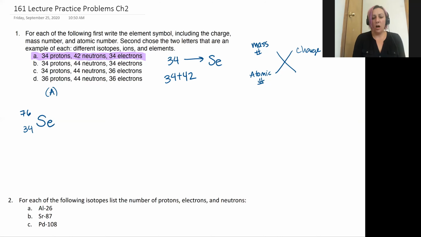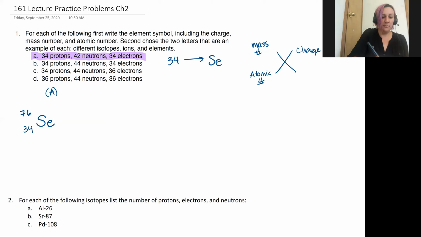And our charge is neutral, right? Because the number of protons and electrons are exactly the same. So if I subtracted them, 34 minus 34, I'd get 0. So there's no charge here. I can put a 0 here, but it's kind of redundant. I'm just going to assume if there's nothing written in that corner that it's a neutral atom. So I can leave it off. All right, so that's A.